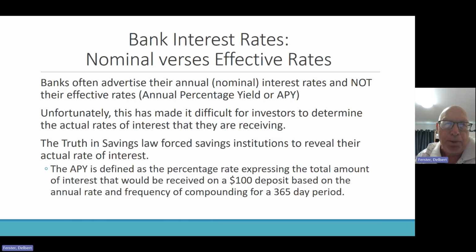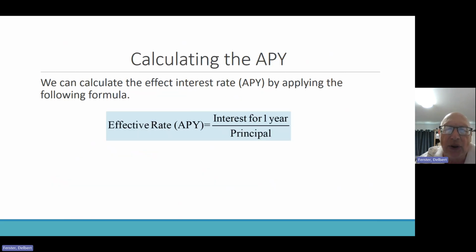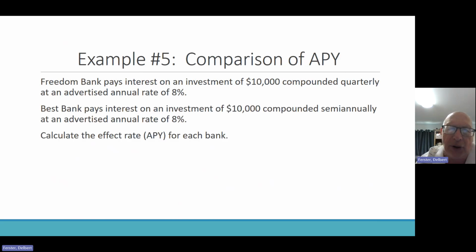Okay, a bit on bank interest rates and effective interest rates. Some people get confused between the two. It's not really that difficult for us. So I have an example to help us look at it. There's how you calculate effective rate, your annual percentage yield. You take the interest earned for 1 year and you divide by the principal. And if we're investing, we probably want someplace that has the higher APY.